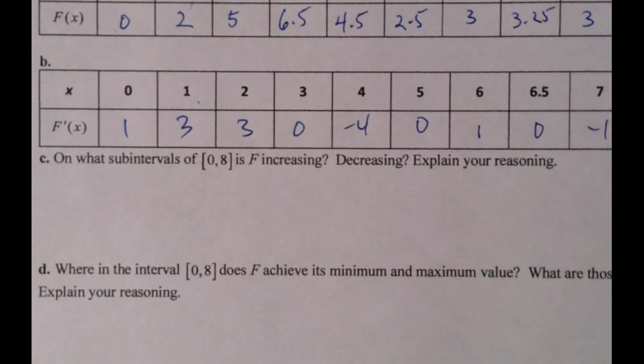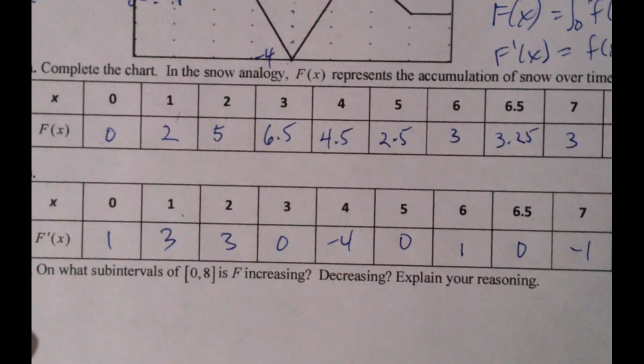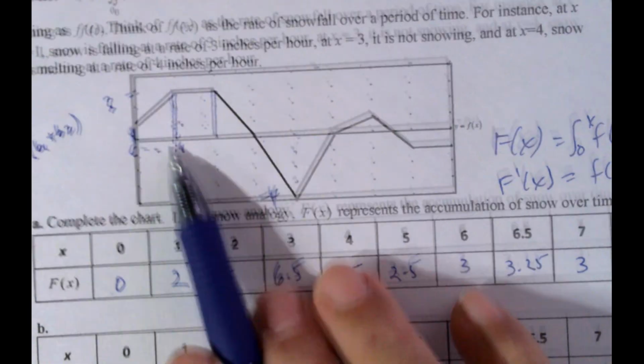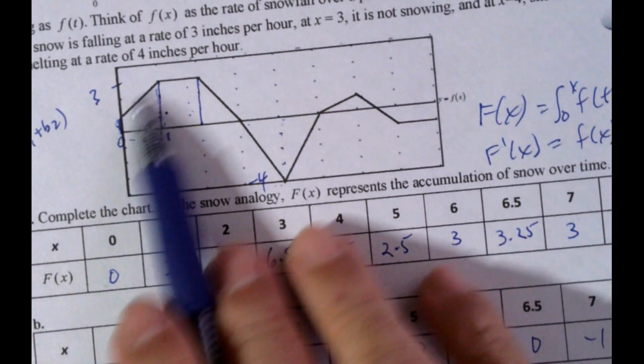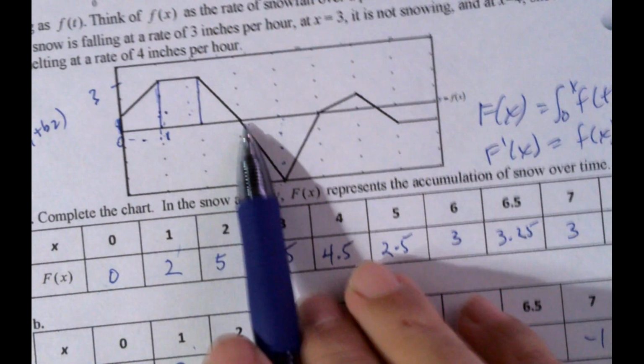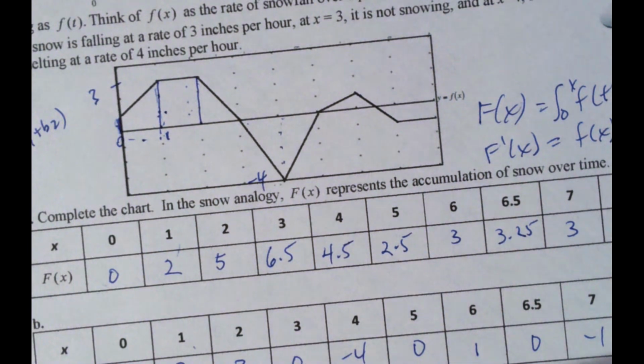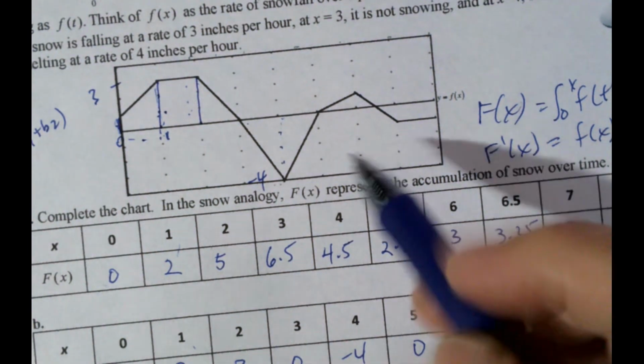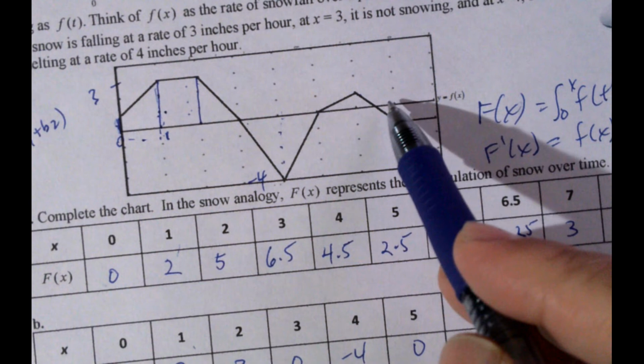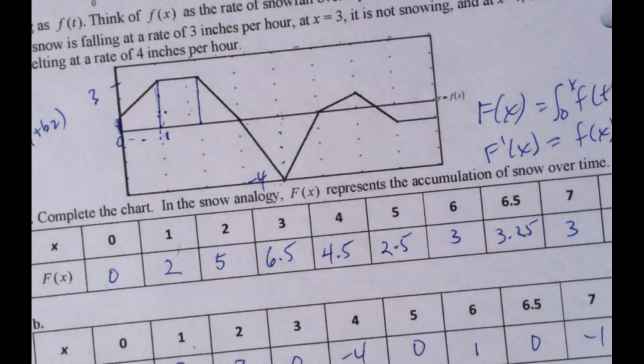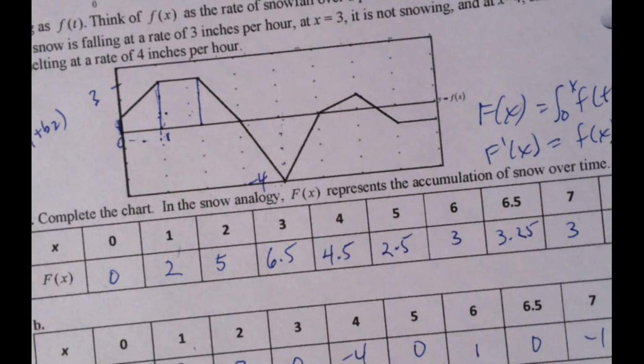What subinterval is f increasing? F increasing. So remember, this is the derivative, right? This is the derivative. This is f prime of x. So when is this positive? So from 0 to 3, and from 3, 4, 5 to 6.5. Yeah, that's it. That's when it's increasing, because f prime of x, which is f of x, is positive.